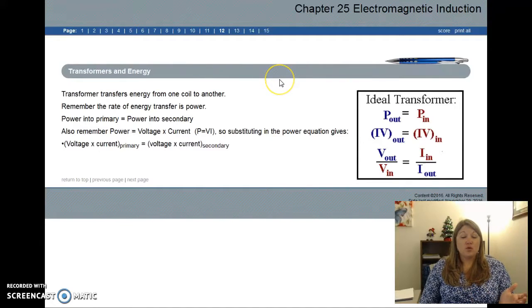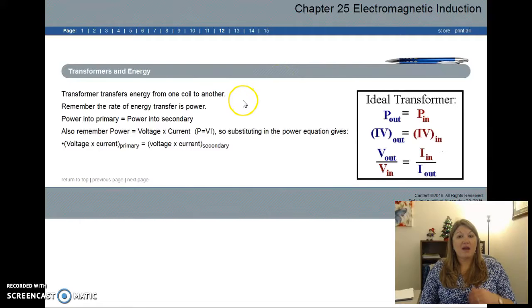Now, transformers, we know, transfer energy from one coil to another, right? But remember, how fast energy transfers is power. Well, power, since it's based on energy, has to be the same in both coils. It's got to be, because of conservation of energy, right? So the power into the primary has got to equal the power out of the secondary. Power in equals power out.